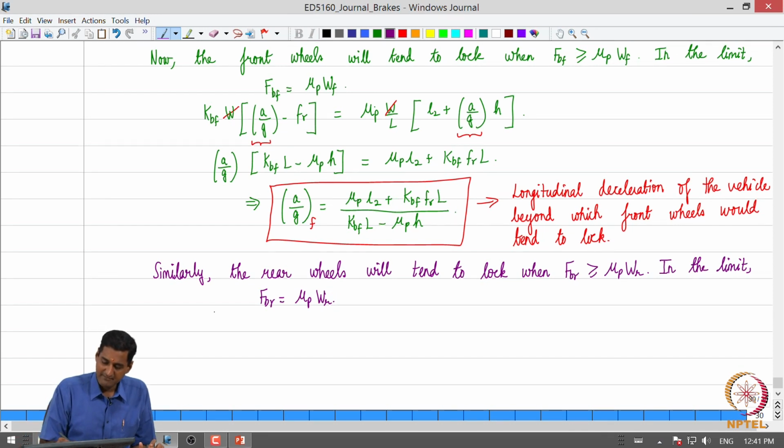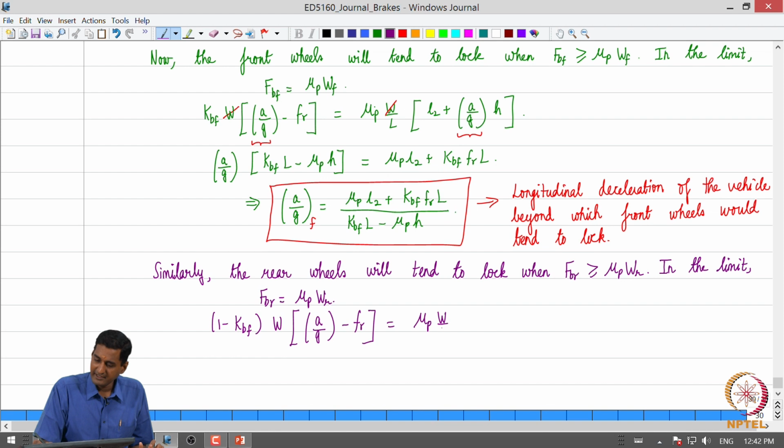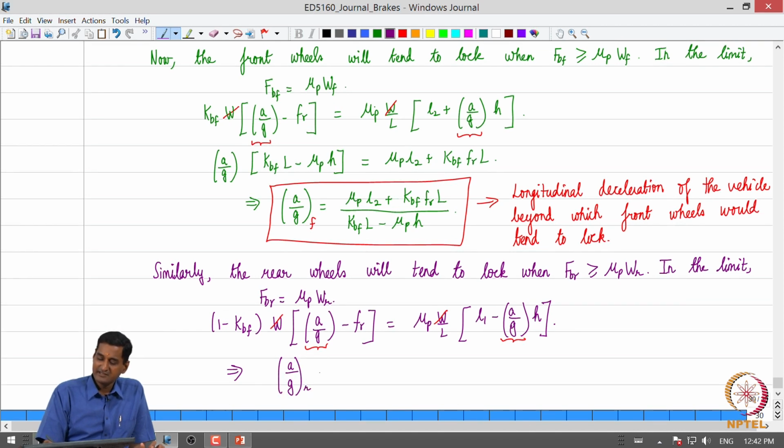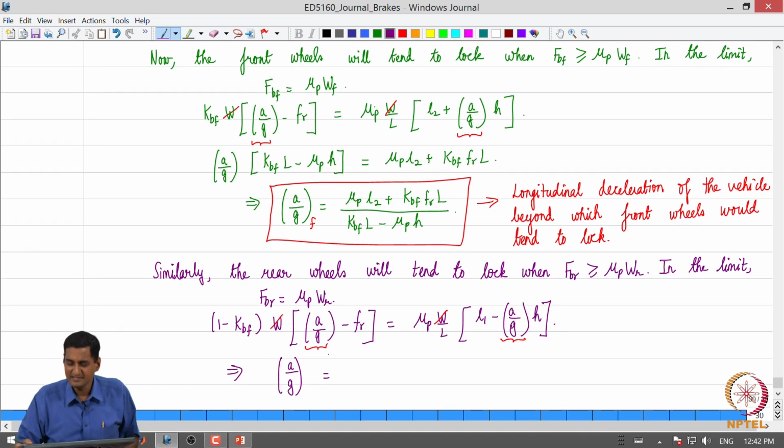So, we apply the same process, we have 1 minus kbf W A by G minus Fr, that is our FBR, and on the right hand side we will get mu P W by L L1 minus A by G H. So, W and W once again cancel, you can see that there is an A by G on the left and the right hand side. So, if we rearrange and simplify, we are going to get an expression for A by G, that intermediate step I leave it as a simple exercise, right.